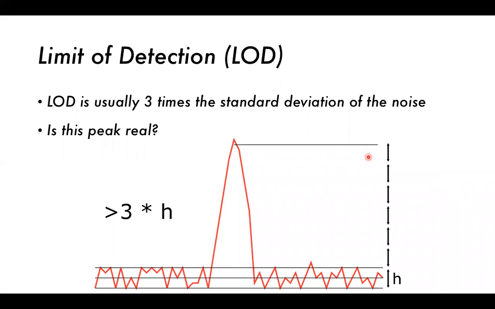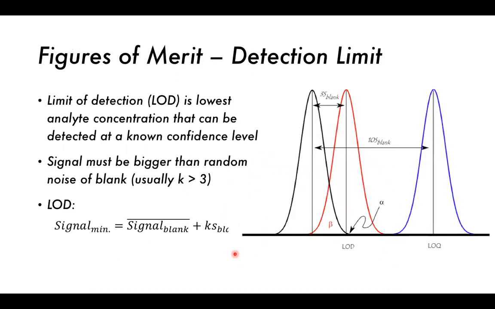So the limit of detection is usually 3 times the standard deviation of the noise. And so we can ask ourselves, is this going to be real? So the standard deviation of the noise is going to be this H value. So we have here a peak, which is 1, 2, 3, 4, 5, 6, 7 times the standard deviation of the noise in height, more or less. It's definitely greater than 3 times that H value. And so we can say that this peak is in fact real.